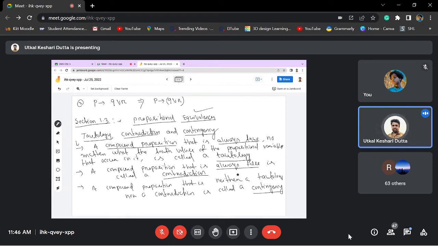When it is always false, it is a contradiction. When it is always true in the truth table, it is a tautology. When not all are true and not all are false, that means true is there and false is there in the cases, so it will be a contingency. It is not a tautology, that means not all are true, at least one is false. It is not a contradiction, that means not all are false, at least one is true. So in that case, it is said to be a contingency.